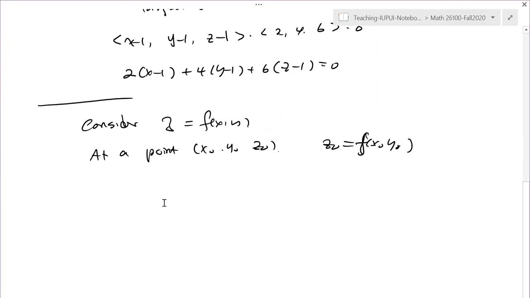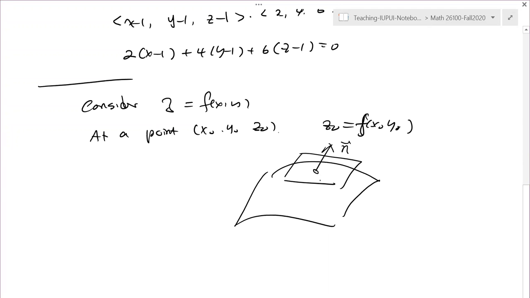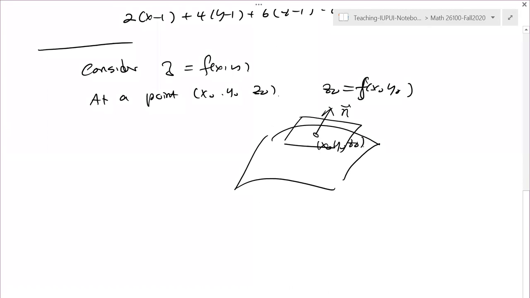So remember how to find a normal vector to this graph, perpendicular to the graph at that particular point. There are two different ways to do it. One is you view the graph as the level surface of some function. So you can let h(x, y, z) be z minus f(x, y), right? Then the graph is going to be the level surface of some function.